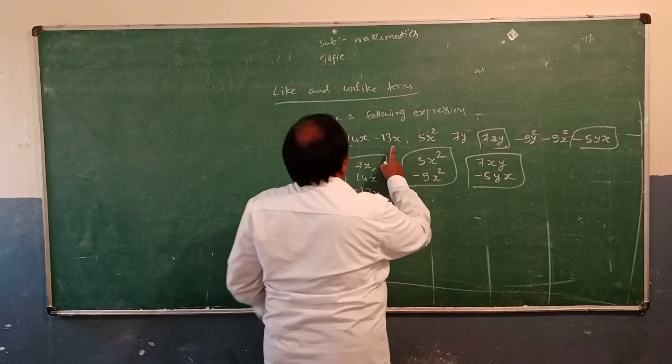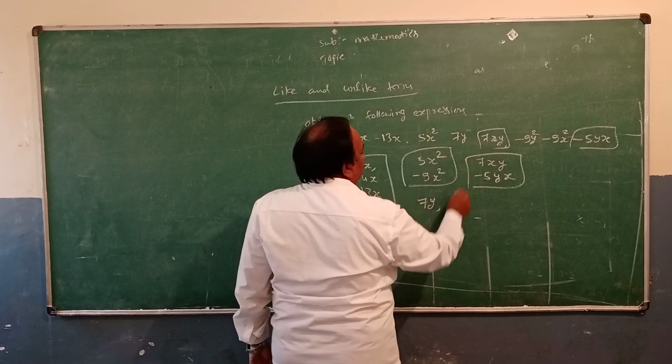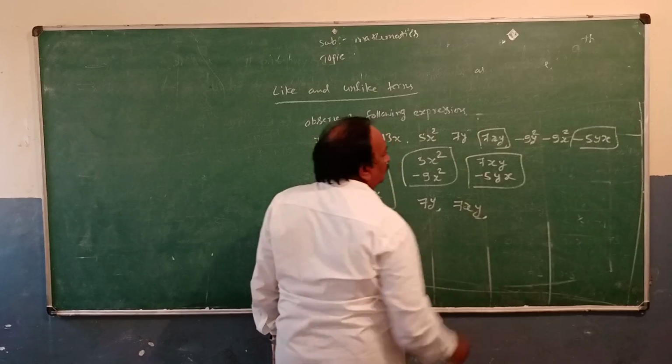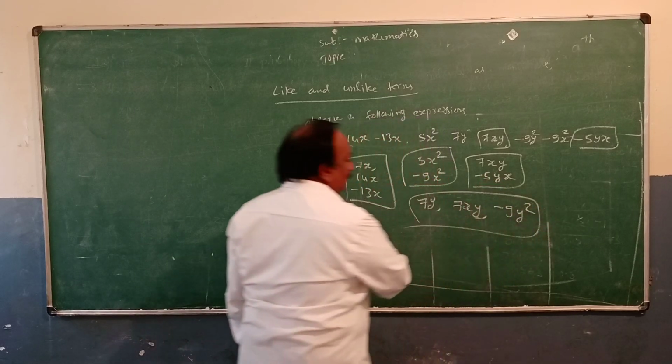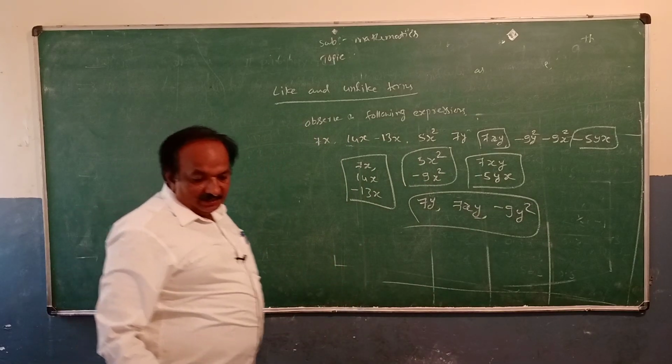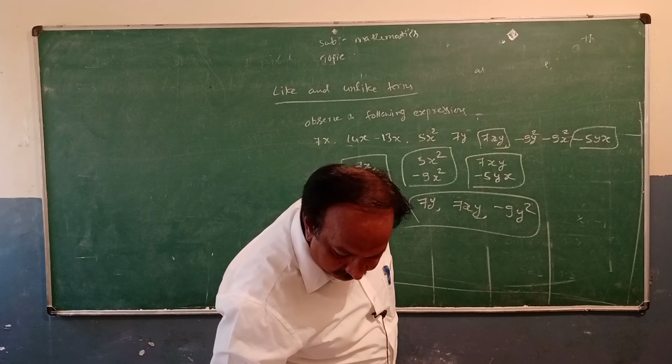Next, unlike terms. What are unlike terms? 7y does not come under these two. 7xy does not come under these two. Minus 9y square. These are all unlike terms.